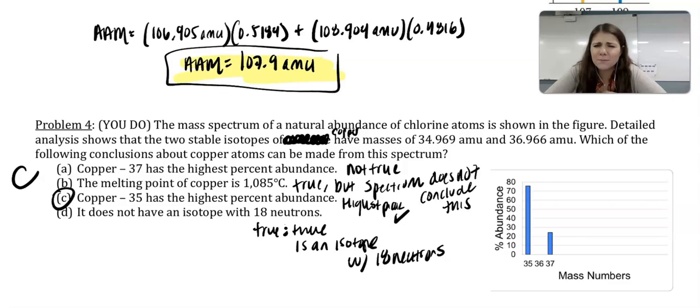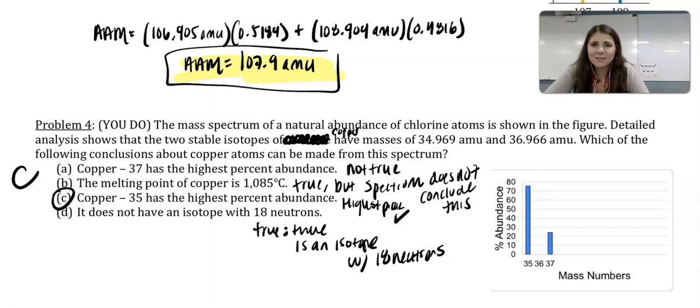So answer choice A says copper 37 has the highest percent abundance. Well, this is not true because you can clearly see that 37 has the lowest peak. The melting point of copper is 1085. This is actually a true statement. Were you supposed to know that? No. But here the spectrum would not be able to tell that to us just by looking at it. Copper 35 has the highest percent abundance. I would definitely say it has the highest peak, so this has to be true.